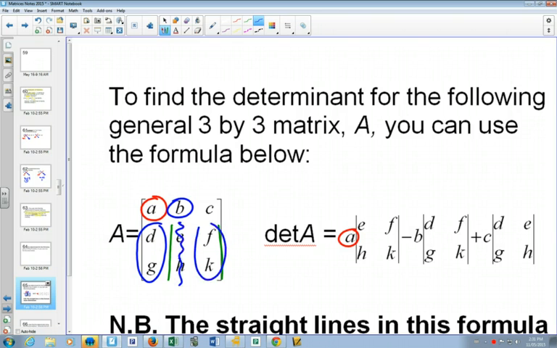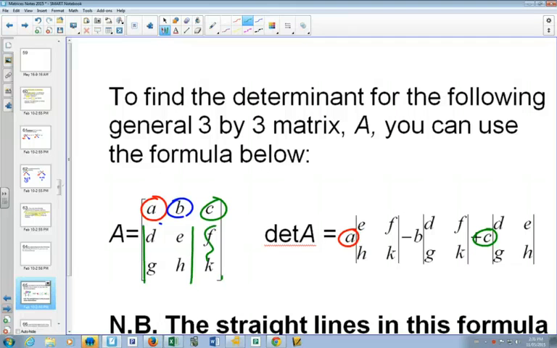Basically what's happening is you're taking out the column that goes along with that number across the top and using the other ones to determine the determinant. And similarly, when we get to c across the top, you would take the determinant of the ones that aren't in that column. Again, I never memorize this formula because you can use diagonals.